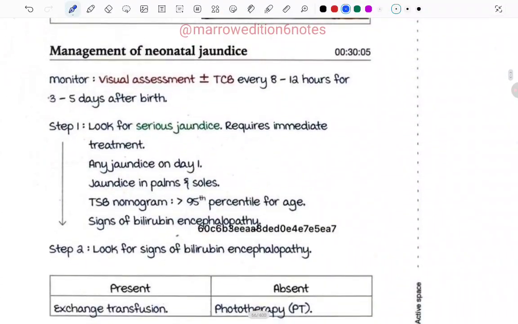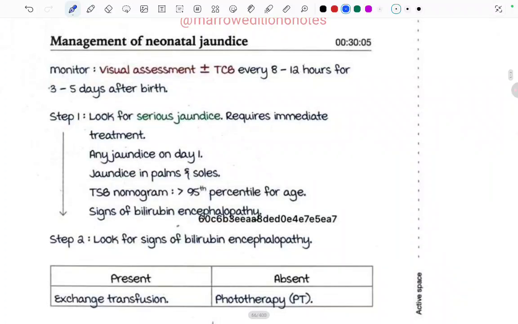Moving ahead to the management of jaundice, we first monitor with visual assessment plus transcutaneous bilirubinometer every 8 to 12 hours for 3 to 5 days after birth. Step 1, look for serious jaundice, which requires immediate treatment. We look for these: any jaundice on day 1, jaundice in the palms and soles, TSB nomogram more than 95th percentile for age, and signs of bilirubin encephalopathy. So these were all the types of serious jaundice.